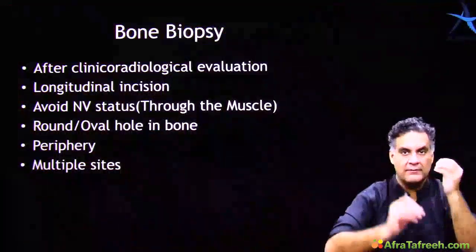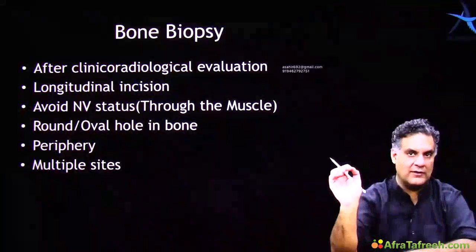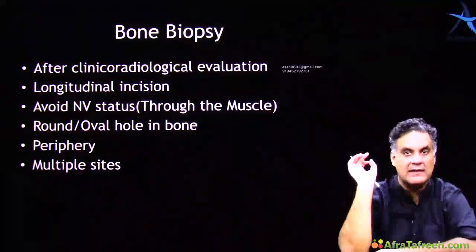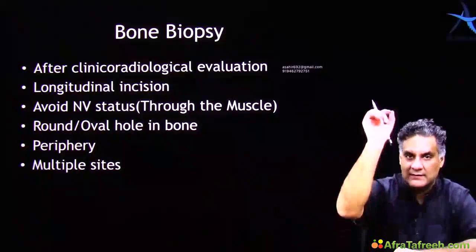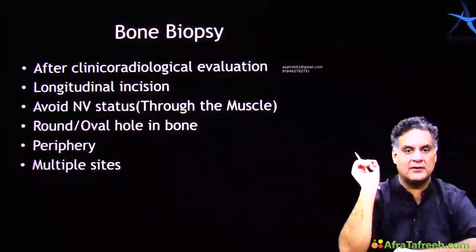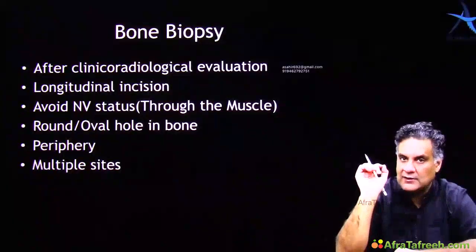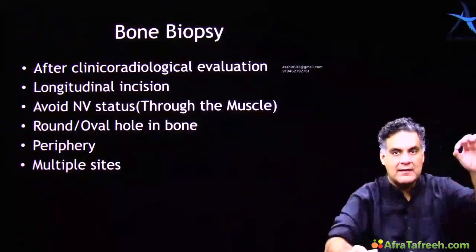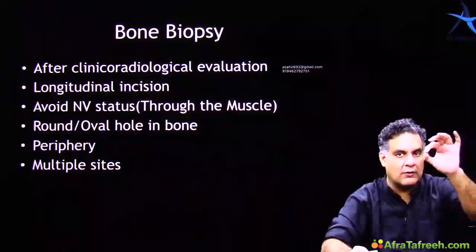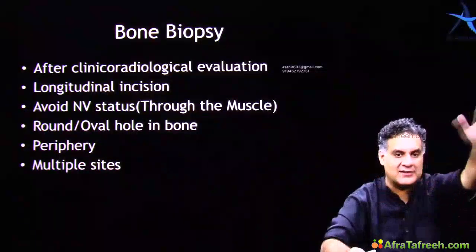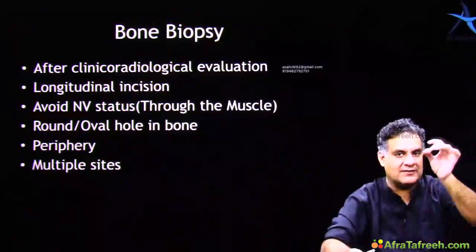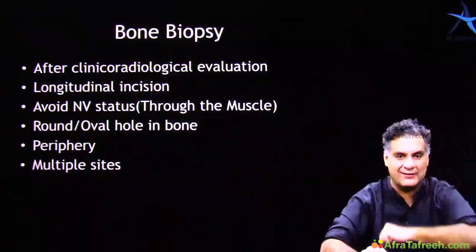And I just told you that tissue is diagnostic. You will always do a clinical radiological evaluation before doing a tissue diagnosis. The incision is along the long axis of the bone or the limb. Avoid the neurovascular structures. You go through the muscle. Plan to take a round or an oval hole. Never make a square, otherwise there will be stress fractures. Take it from the periphery, because in the center you have necrosis. Take it from multiple sites.